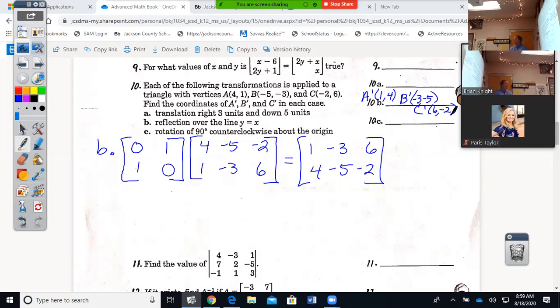Easy enough. Okay. C, we're rotating it 90 degrees counterclockwise about the origin. So what was my matrix that we got to multiply by to rotate it 90 degrees? Everybody agree with that? Is that right? Y'all tell me. Y'all had the book in front of you. What did you get? 0, -1, 1, 0. I believe that is correct.